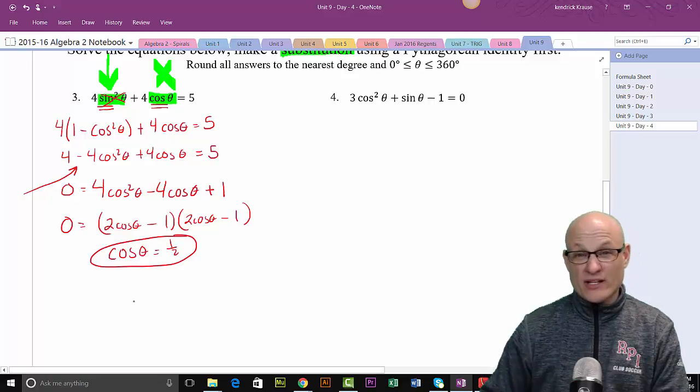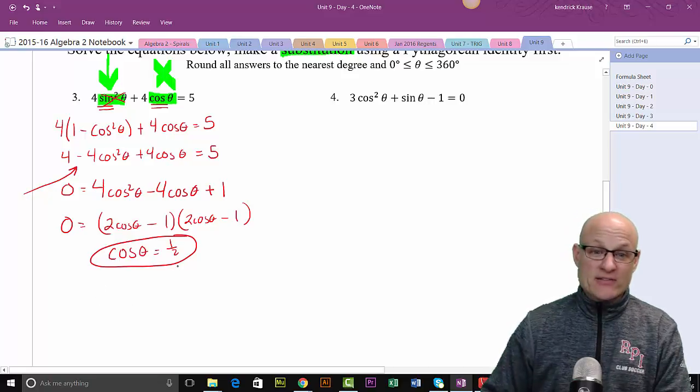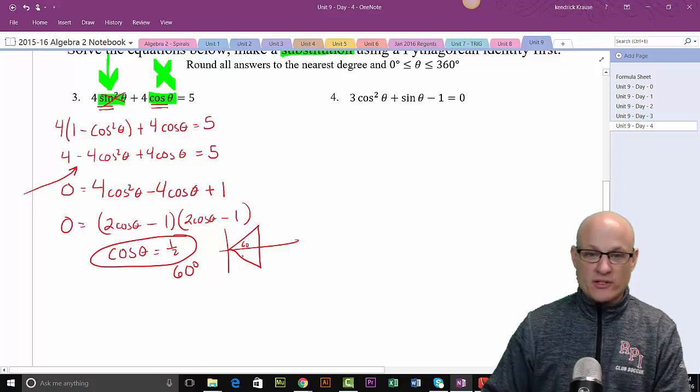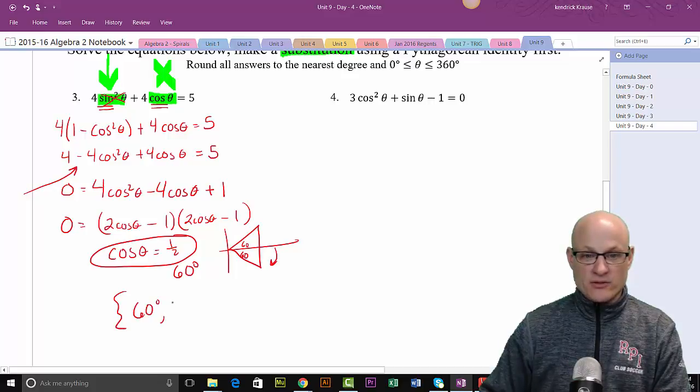And when does cosine theta equal half? At 60 degrees. But cosine is positive in the first and fourth quadrant. So it's 60 degrees here and 60 degrees here. So the answer to this question is 60 degrees and 300 degrees.